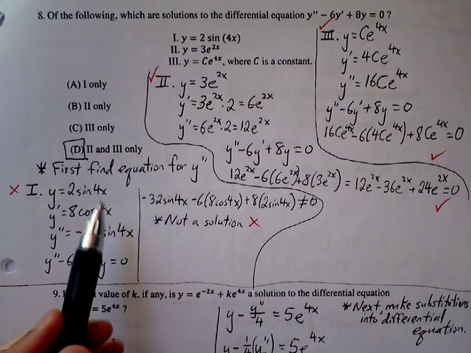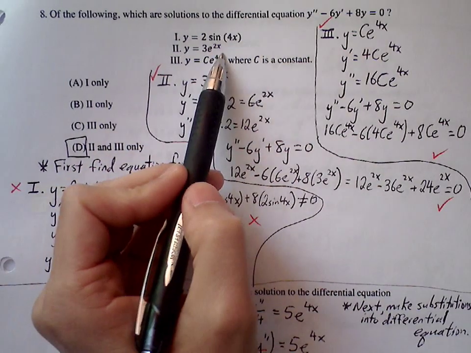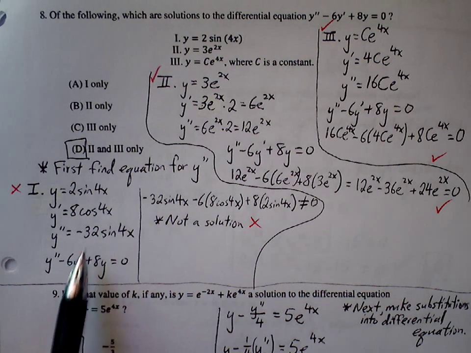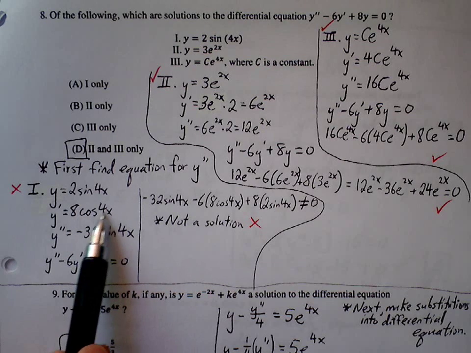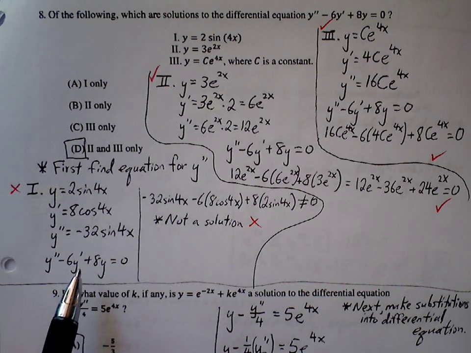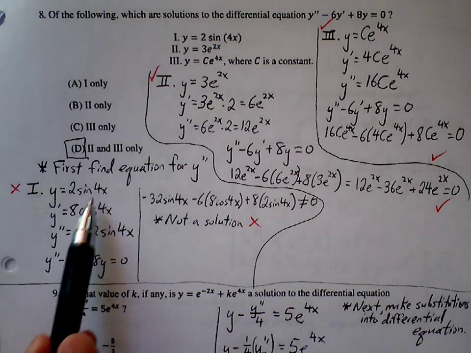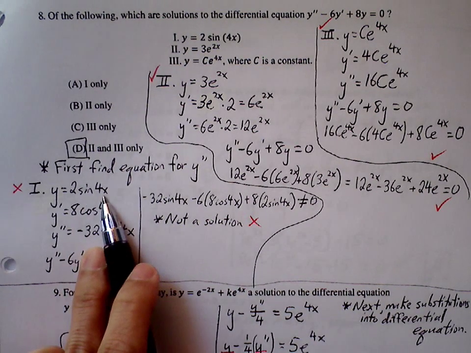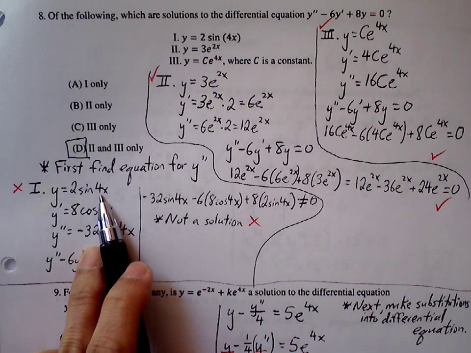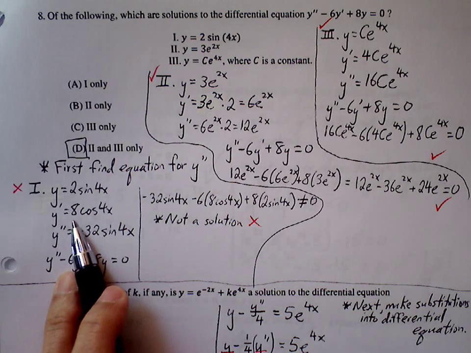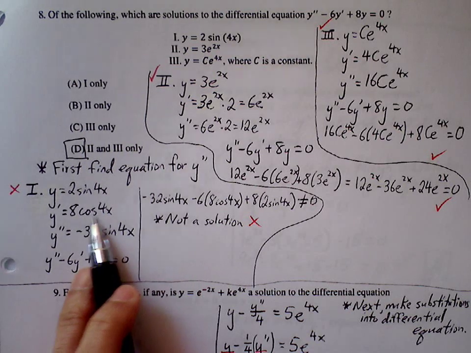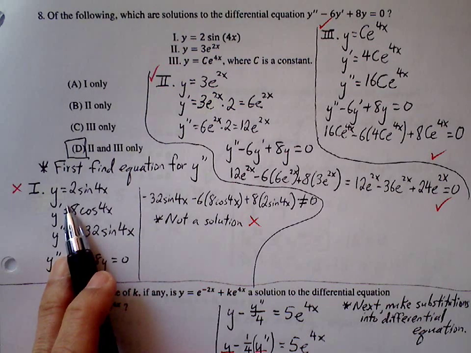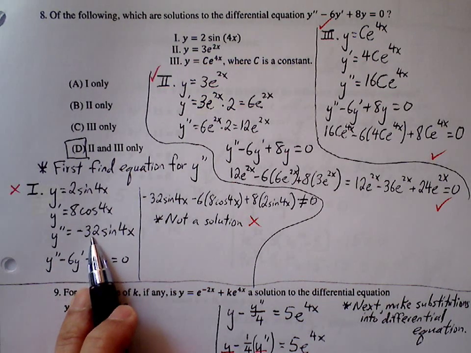Sine of u becomes, let's work our way down to the second derivative. Sine of u becomes cosine of u times u prime, times 4. So I already moved the 8 here. So cosine of u times u prime, cosine of 4x times 4. 4 times 2 is 8. And then the derivative for cosine of u is negative sine of u times u prime. So that negative 4 times 8 will become negative 32.